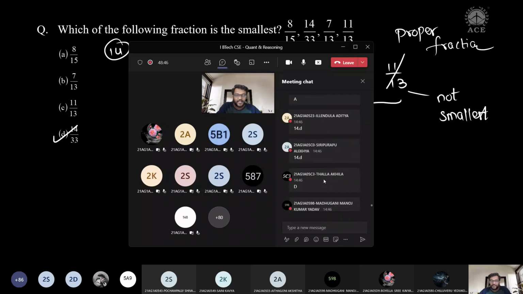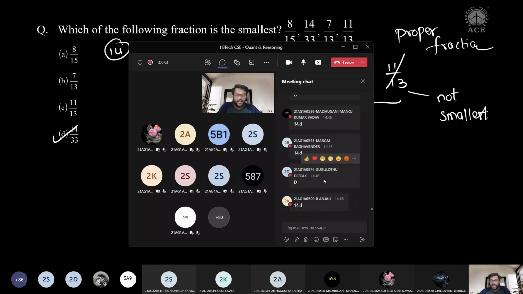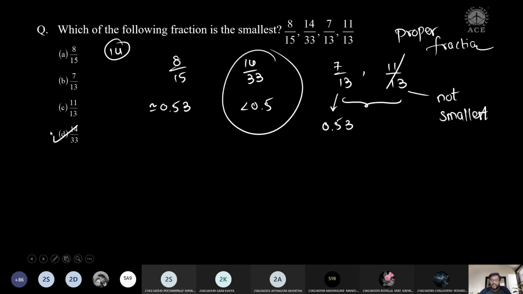Yeah, the 14th one, D. Excellent, Aditya, Alekhya, Akila, Manoj Kumar, Raghavendra, Deepak and Anjali. Good. Yes, D is correct, my dear friends.